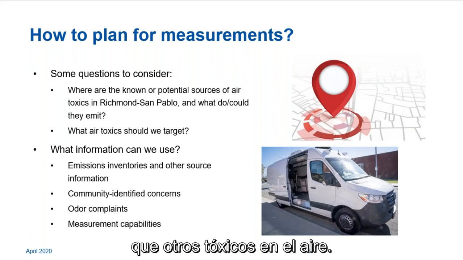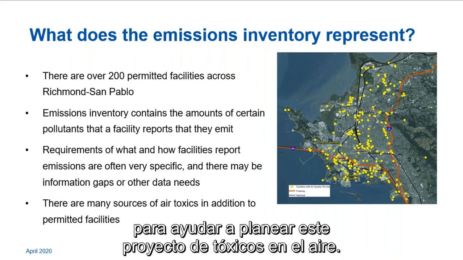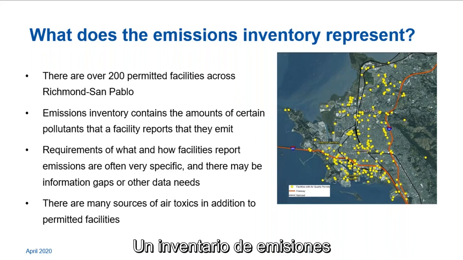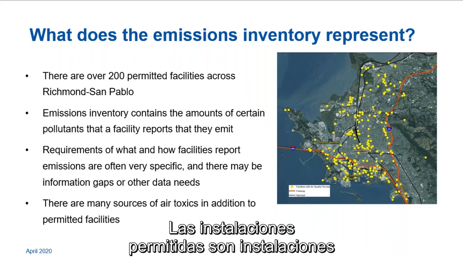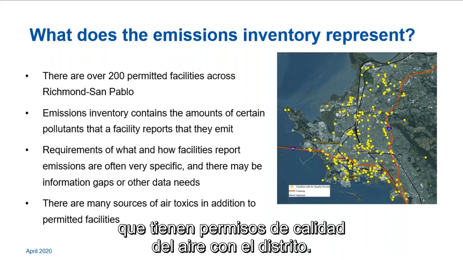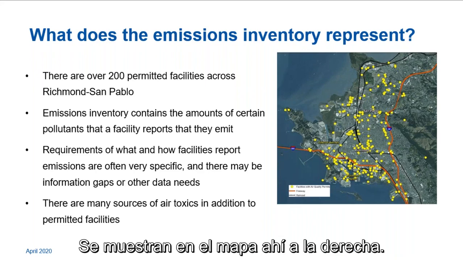So I mentioned that we can use emissions inventories as one piece of information to help plan this air toxics project. One emissions inventory is for permitted facilities. Permitted facilities are facilities that have air quality permits with the Air District. There are over 200 of these facilities across Richmond and San Pablo. They're shown in the map there on the right.